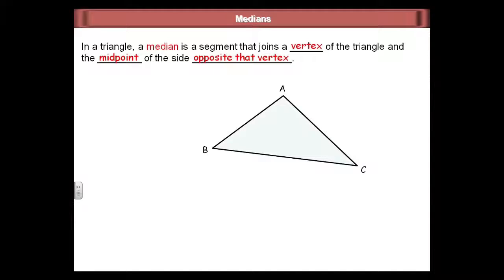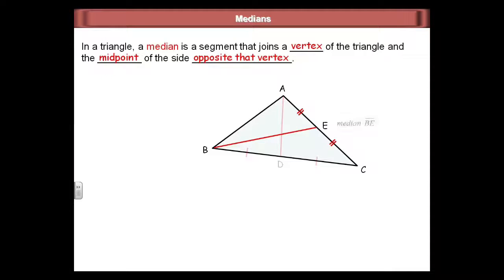concurrent. In a triangle, a median is a segment that joins the vertex of the triangle and the midpoint of the side opposite that vertex. So if we start with vertex A and we draw a line opposite and it's the midpoint, I know that it is the midpoint because BD is congruent to DC, so therefore by definition D is in the middle since each side is congruent. I can also add a median from every vertex.